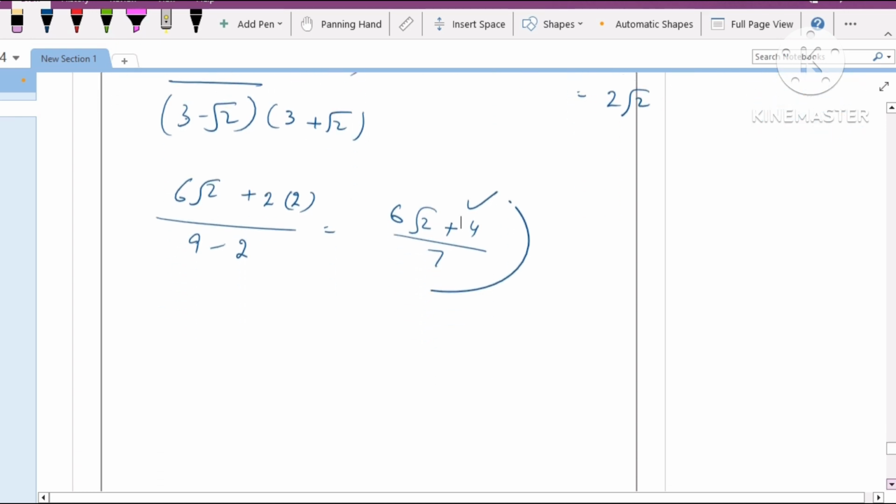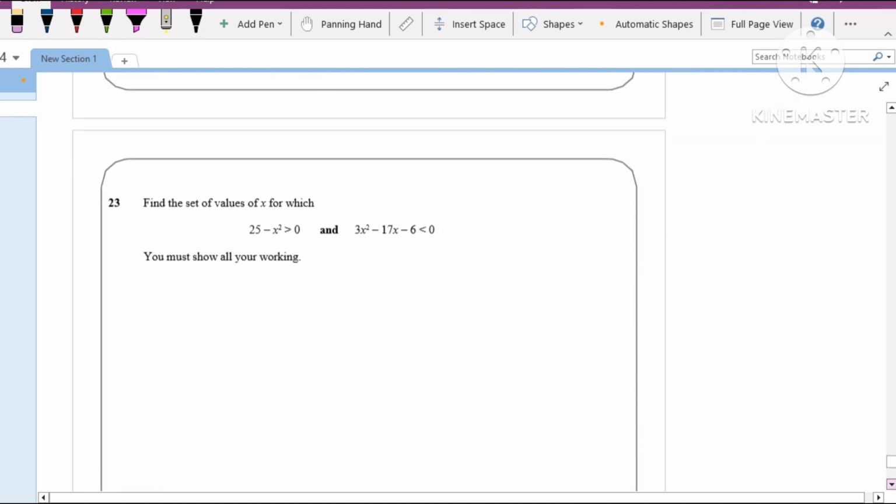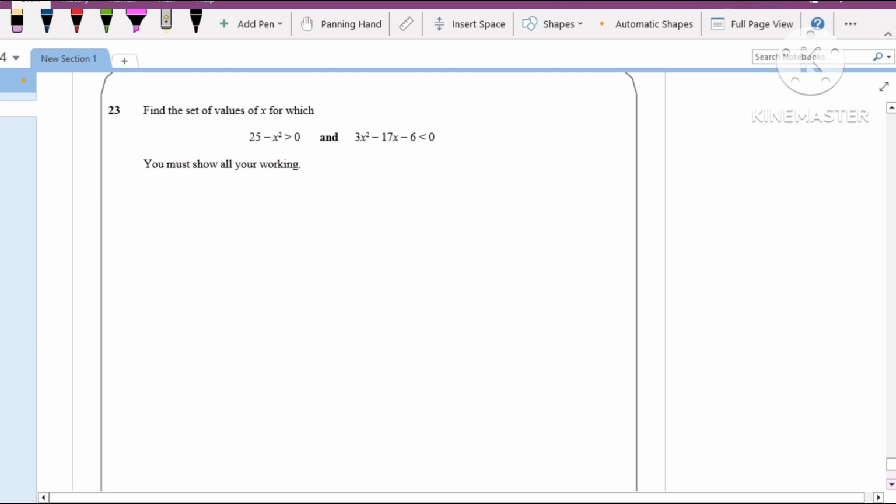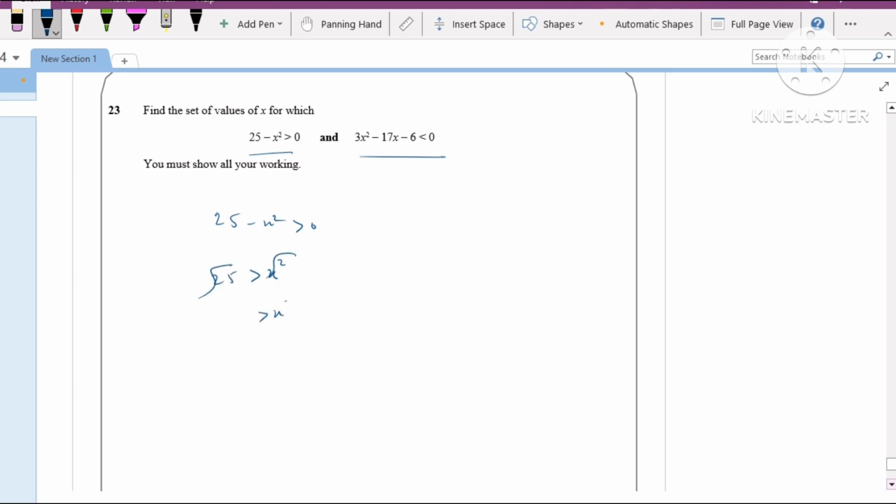The last question, 23. Okay. So 25 minus x square greater than 0, and this is a quadratic inequality. You have to solve this: 25 minus x square greater than 0. Just solve it like an inequality. This minus x square becomes positive there, so taking the square root of both sides, x is less than or equal to plus minus 5.